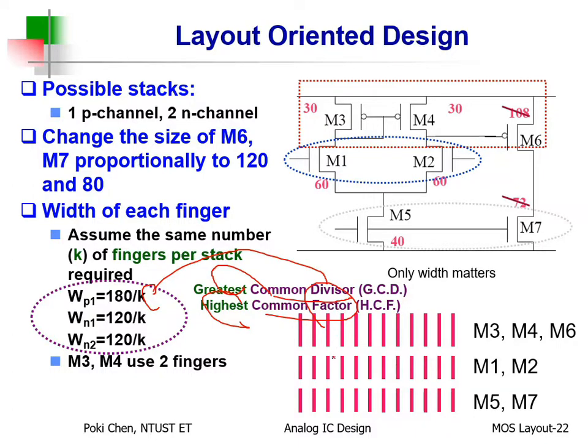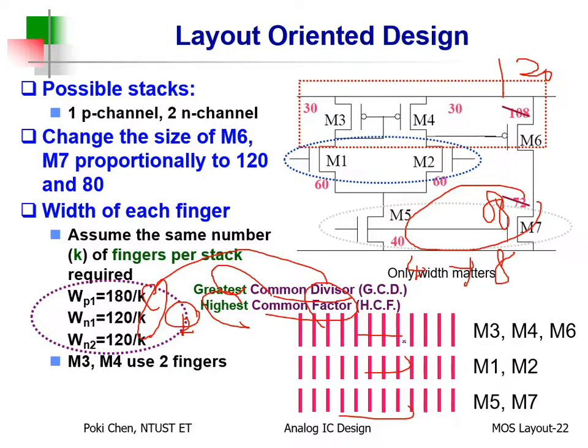So for example, 12. Okay, K equals 12. So for each stack, you have 12 fingers. So for 12, it means what? This is 80, that is 120, right? For this one, you have 4 plus 8. It means what? The width for each finger is 10. Okay? And how about this one? The same.